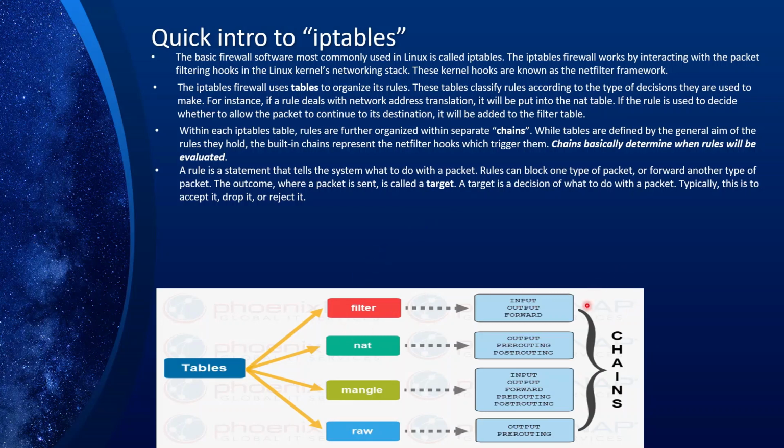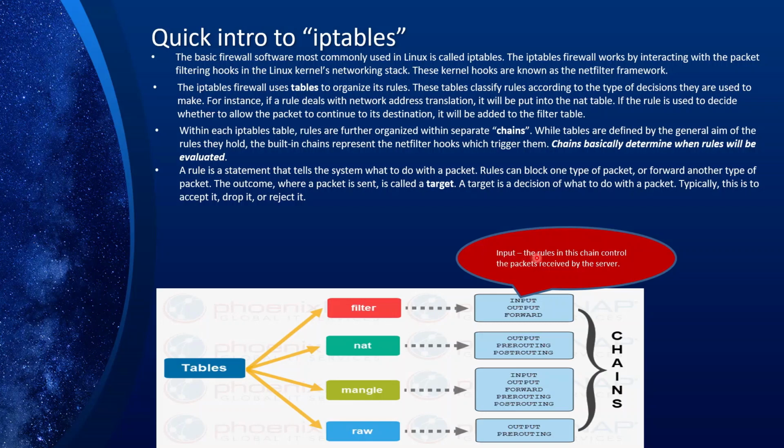The tables are further divided into what is known as chains. Chains basically decide at what point the rules should apply, for instance, input, output, or forward. And finally, the rules really decide if a packet is accepted, dropped, or rejected. Now let's take a look at various chains.